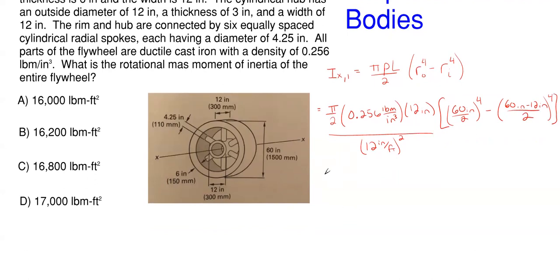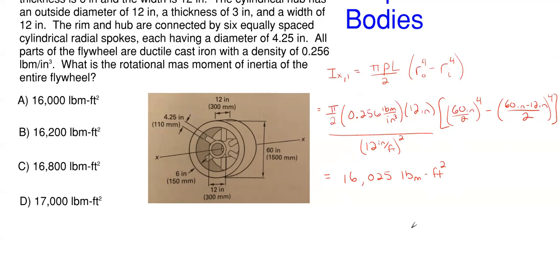So calculating all of that out, we get 16,025 pound mass feet squared.